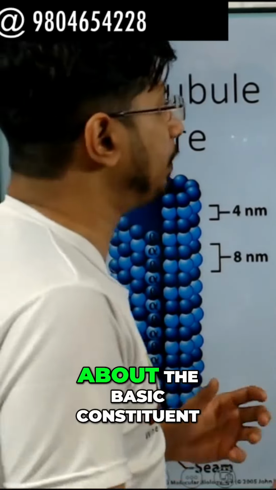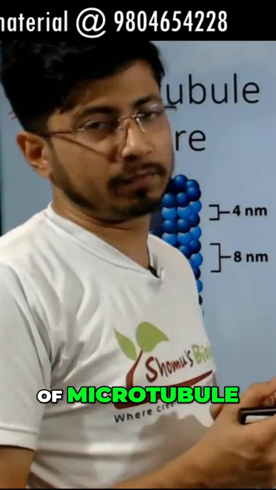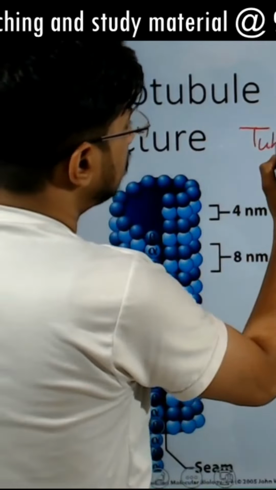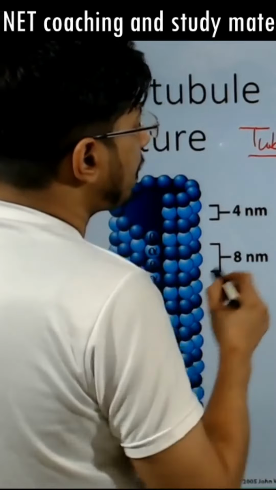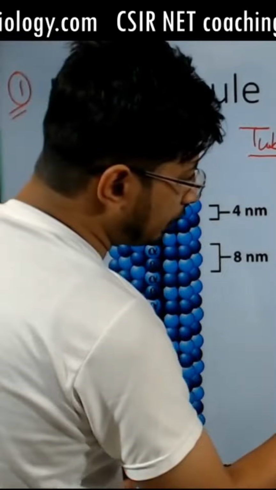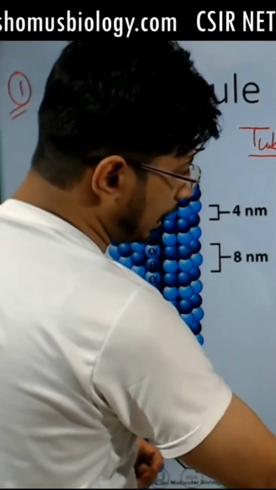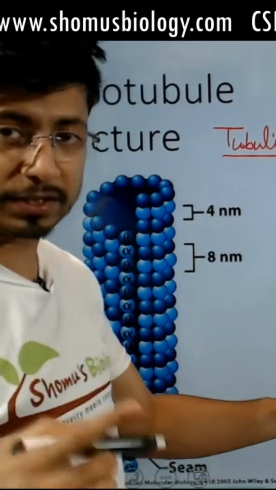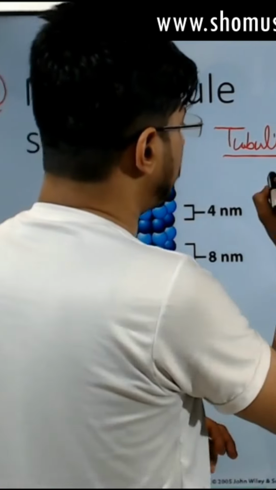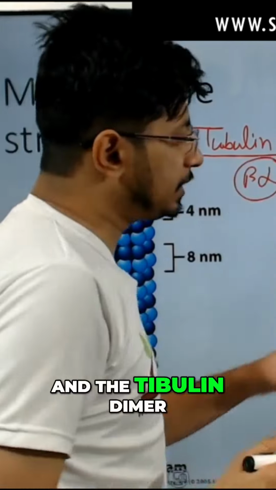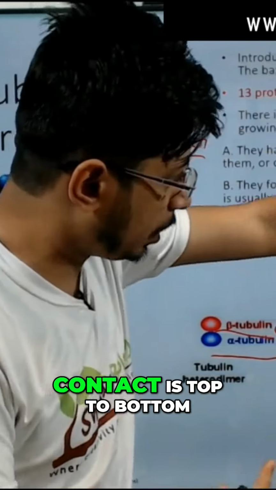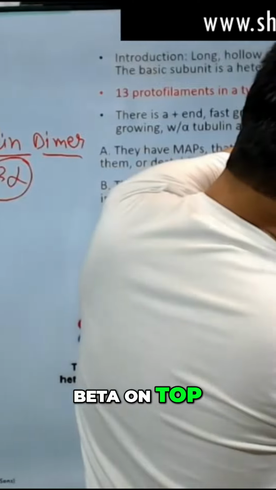We have already talked about the basic constituent of microtubule. It's made up of tubulin, remember, tubulin protein, and basically made up of tubulin dimer. There are two types of tubulin, alpha tubulin and beta tubulin. Beta is denoted with red color, alpha is denoted with blue color here. So beta and alpha tubulin together form a tubulin dimer, and the tubulin dimers are in contact with one another top to bottom. You can see the contact is top to bottom, beta on top, alpha on bottom.